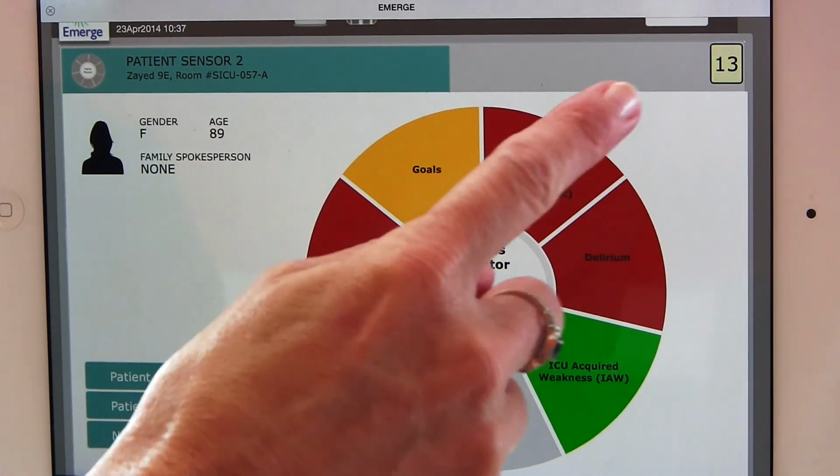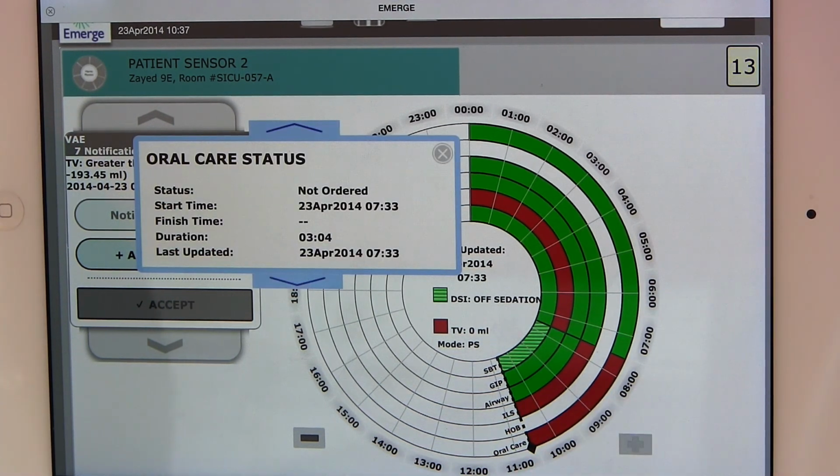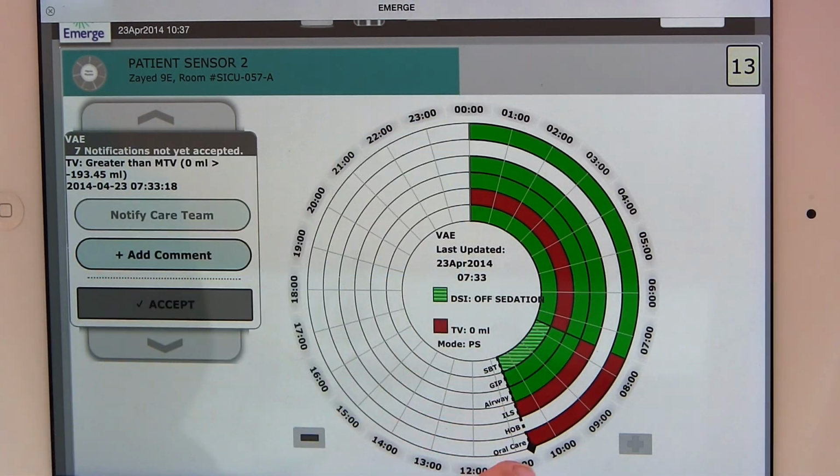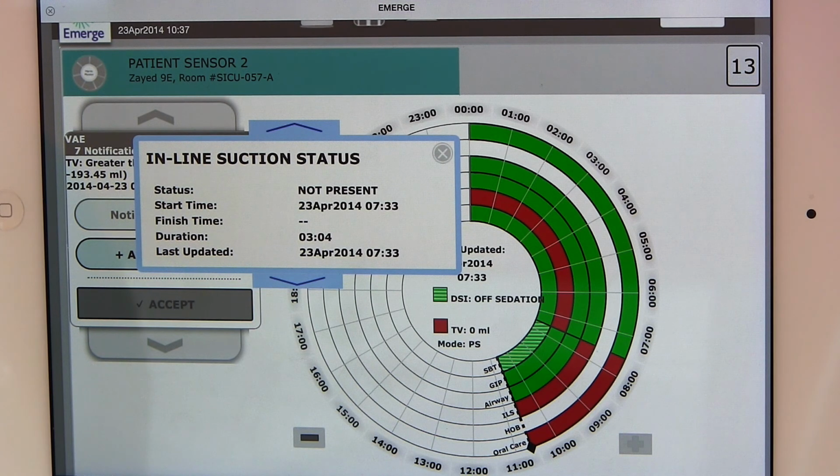Looking at the ventilator-associated events for this particular patient, we can see that their oral care was all complete until about 7 o'clock. And if we drill down on that, for some reason oral care is no longer ordered for this patient. Once again, an opportunity for the clinician to have a conversation with the care team and get those orders clarified. We can also look at their inline suction status, which is currently not present.